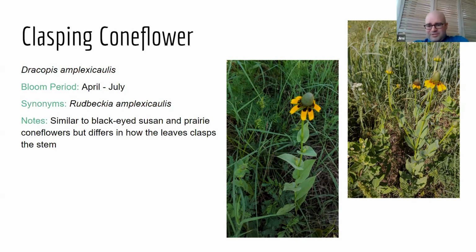So especially on the image to the left, you can kind of see how the leaf is more heart-shaped and it really clasps to the stem. And this one is, I see very commonly in a lot of the seed mixes. So this one's fairly easy to get a hold of. I think all of these next three are really easy to get a hold of.